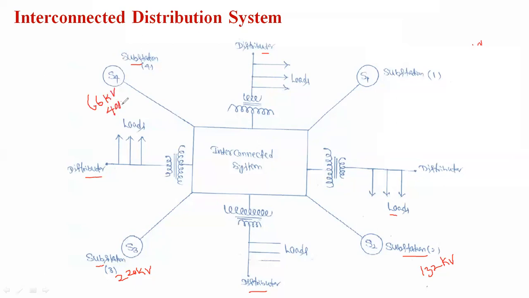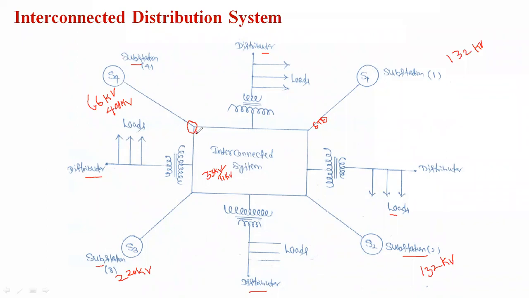So all the substations are interlinked to one central system. Here a step down transformer is kept at each feeder. Separately for all the 4 feeders from the substations, they are connected to step down transformers. These step down transformers step down to either 33 kV or 11 kV. Here 132 kV is stepped down into 11 kV, 220 kV is stepped down into 11 kV, 400 kV is stepped down into 11 kV, or the 66 kV is stepped down into 11 kV. After that, it is distributed into n number of distributors.